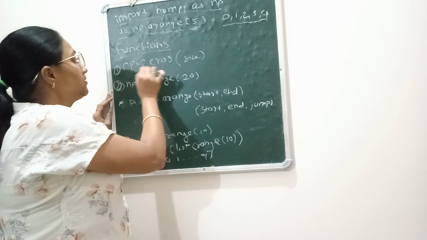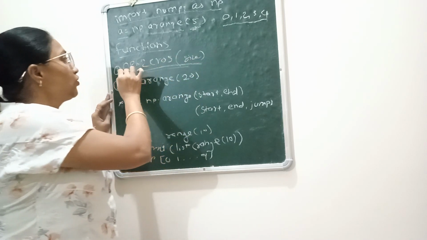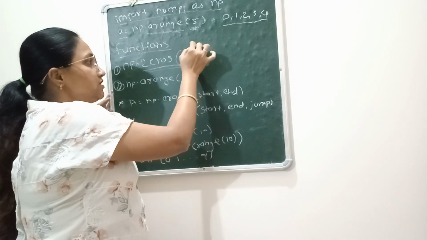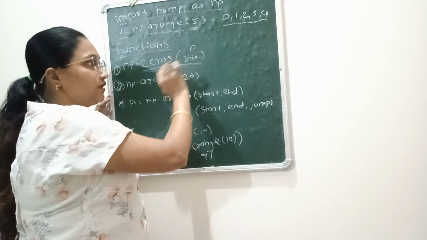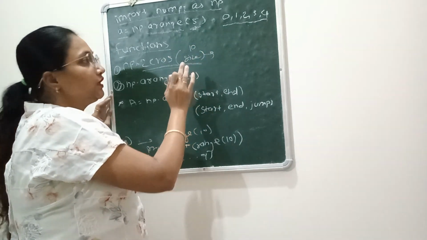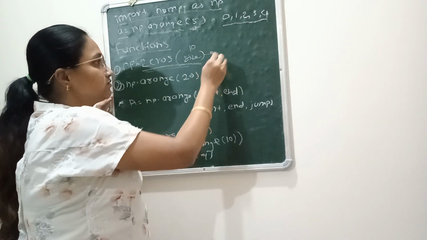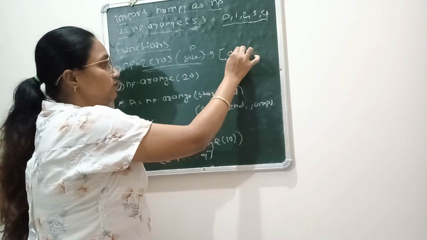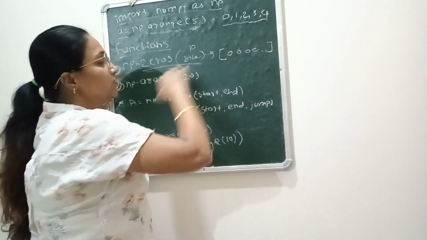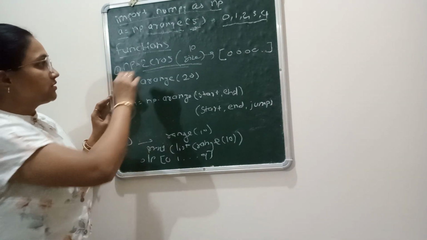Now we'll see the functions. First is the zeros function. If you call np.zeros and mention the size over here, suppose you write 10, it will create an array of 10 elements with all zeros. So it will create 0 0 0 0, 10 times. This will be the output of this function.